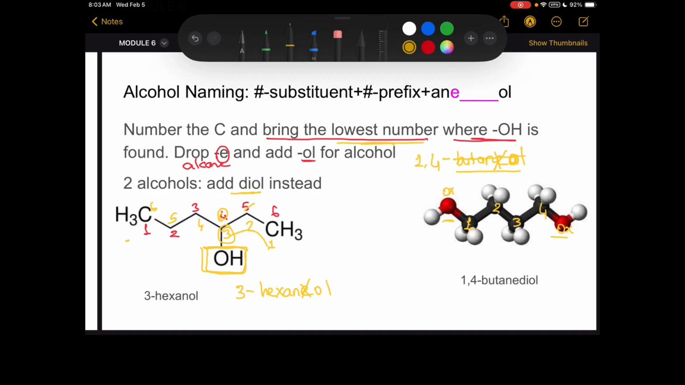Okay, so let's remove this. Butane, because there are 2 OH, diol. Di-, how many? Name of the main carbon and where the OH groups are located.